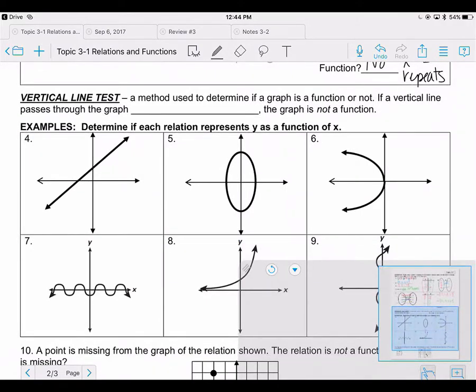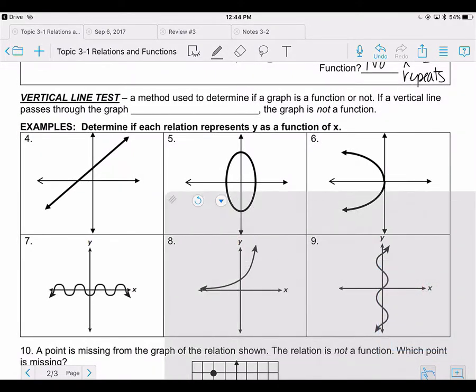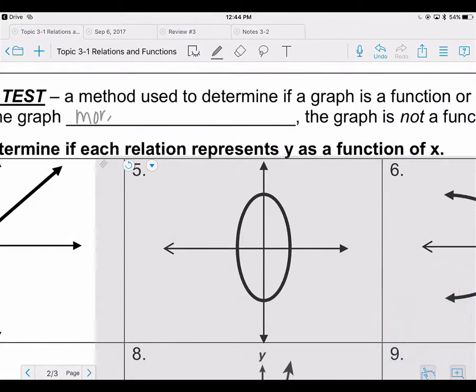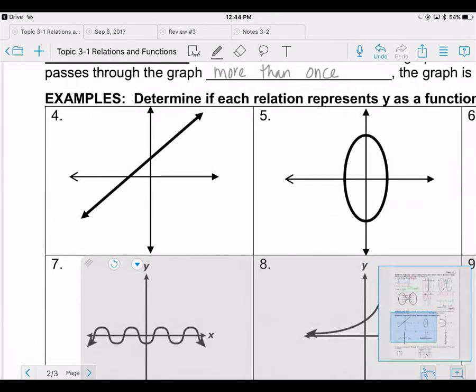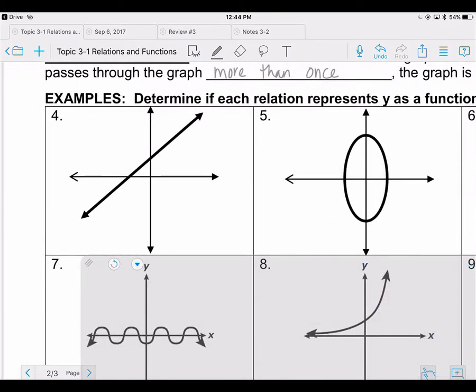The vertical line test is a method used to determine if a graph is a function or not. If a vertical line passes through the graph more than once, so 2, 3, 4, 5, anything more than 1, then the graph is not a function. Now, when you complete the vertical line test, the x and the y axis do not count as passing through the graph. The graph is the bold part. So on problem 4, when I draw my vertical line, it is touching 1 time. Because it is not hitting more than once, it is a function.